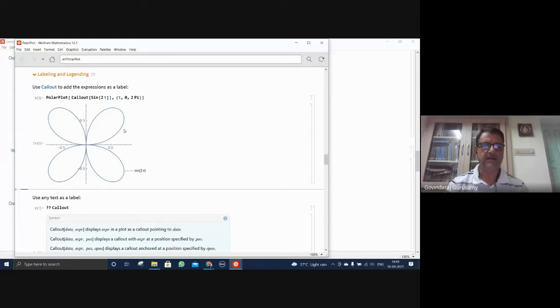If I remove the callout, I will see only the plot. But if I make a callout with this, this indicates that this is your sine 2 theta, the data that is being plotted. That's what it indicates. Okay. I remove this one more time.